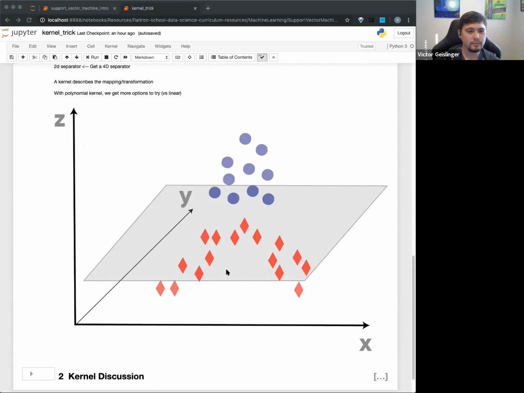Okay. Does that make sense to people? So Victor, in this case, are we only changing the dimension of the blue points, or it applies to both? I'm just having trouble understanding.